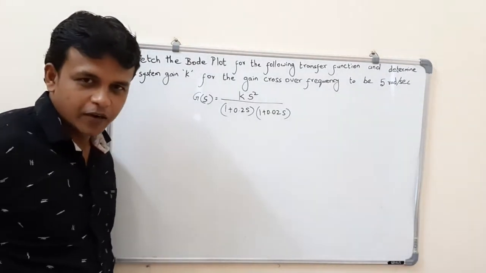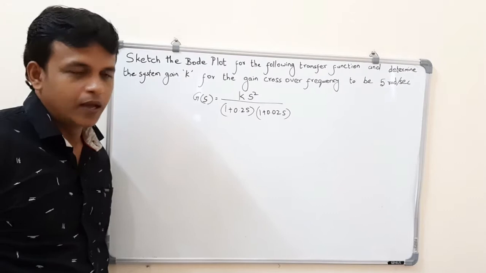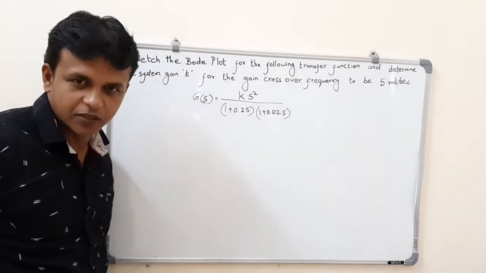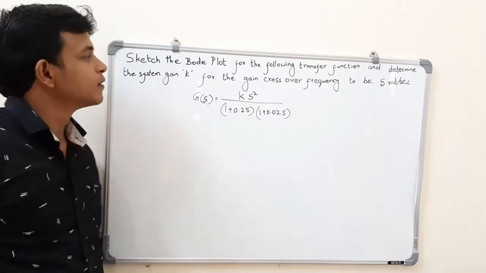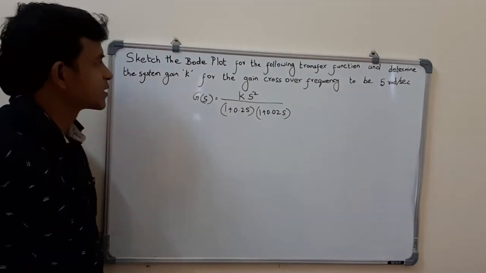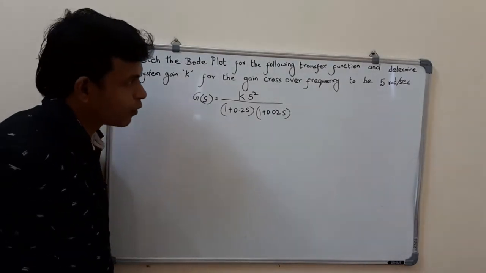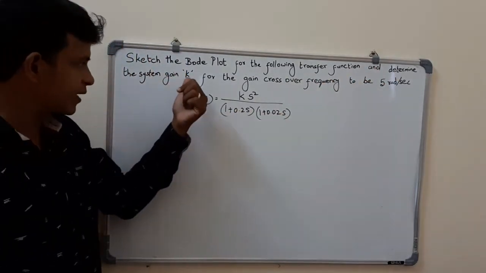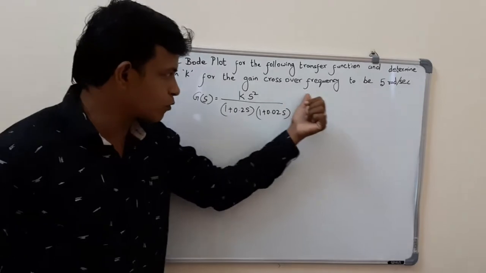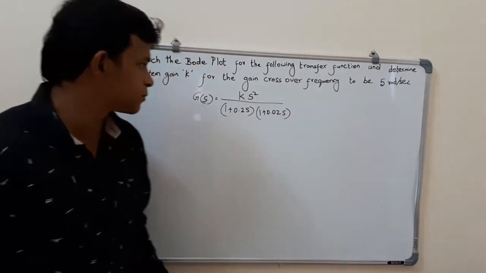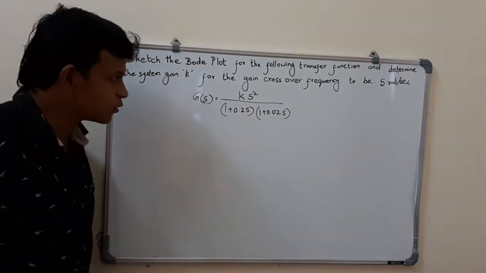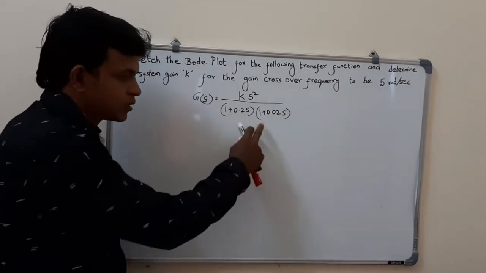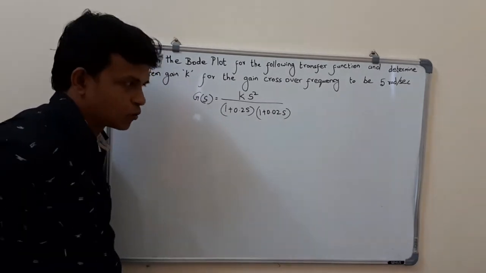In this video, we are going to solve a problem related to Bode plot which was asked in Anna University examination May-June 2016. The question is: sketch the Bode plot for the following transfer function and determine the system gain K for the gain crossover frequency to be 5 radians per second. G of S is equal to K S square divided by (1 plus 0.2 s) into (1 plus 0.02 s).